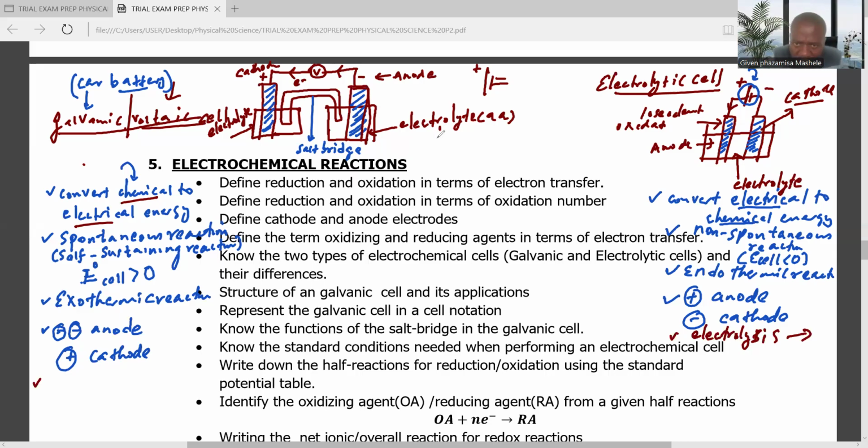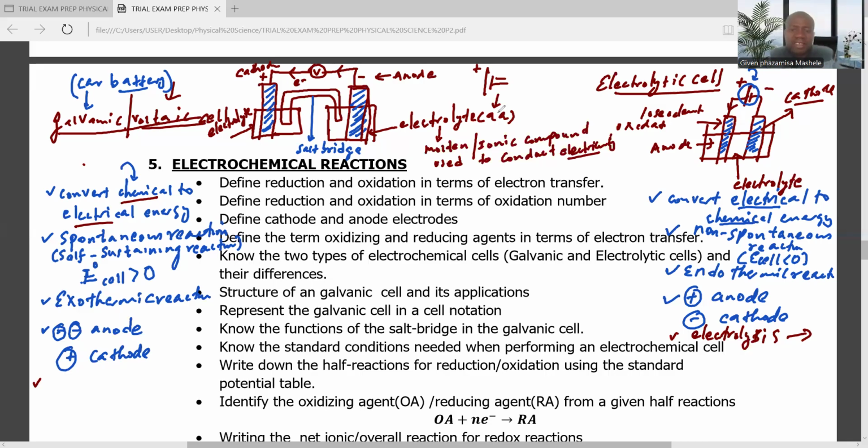And you need to be able to know what an electrolyte is. An electrolyte is a molten or ionic compound used to conduct electricity. And usually it's an aqueous solution.